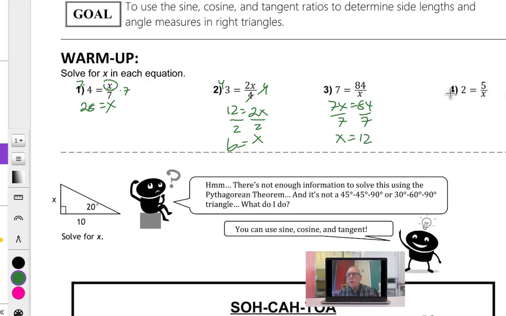For number 4, multiply both sides by x. We get 2x is equal to 5. Divide both sides by 2. X is equal to 5 halves.